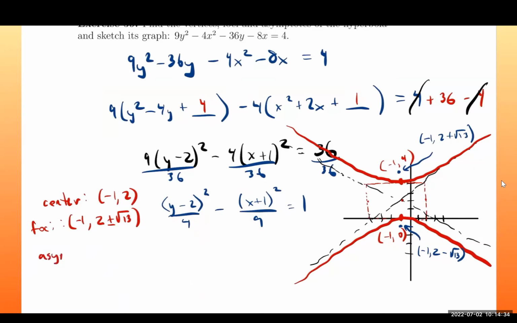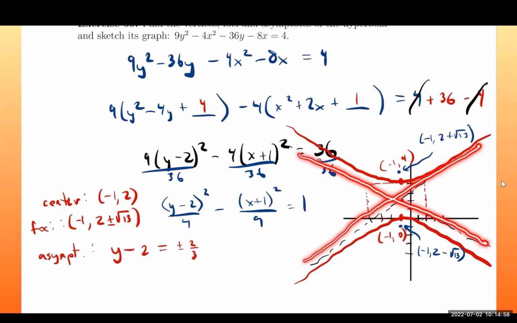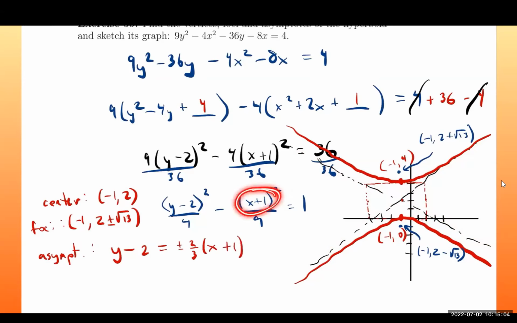So our asymptotes are going to be, we're going to do point slope form. So it's going to be y minus, it's the center, y minus 2 equals m, the slope. The slope is plus or minus 2/3. All right, so the positive 2/3 is this one. The negative 2/3 is this one. Times x plus 1, because that's the center for the x coordinate.